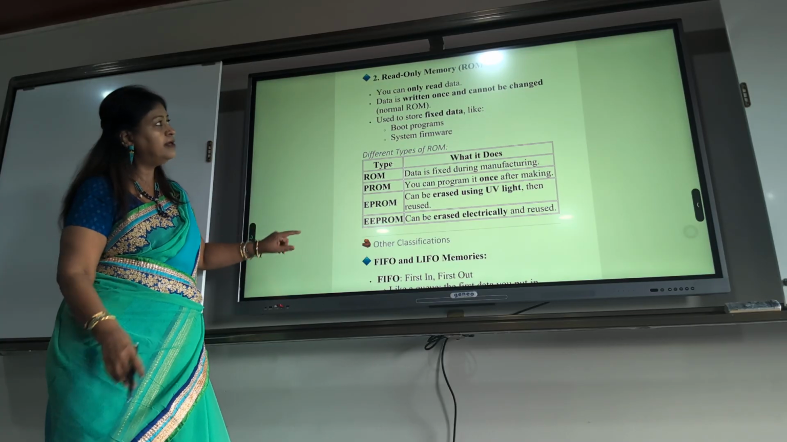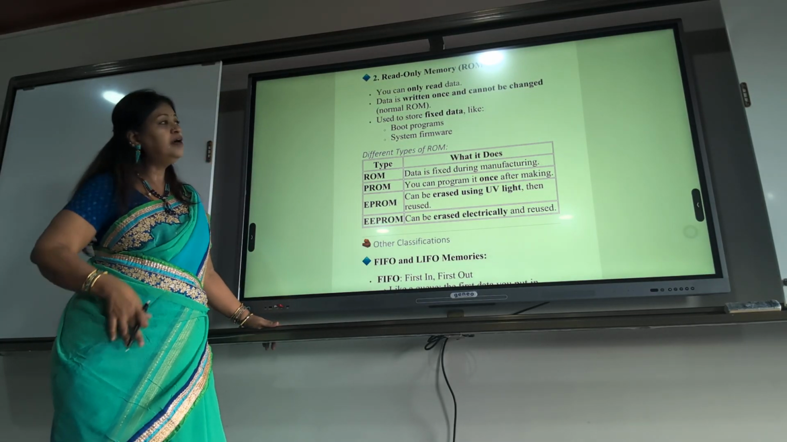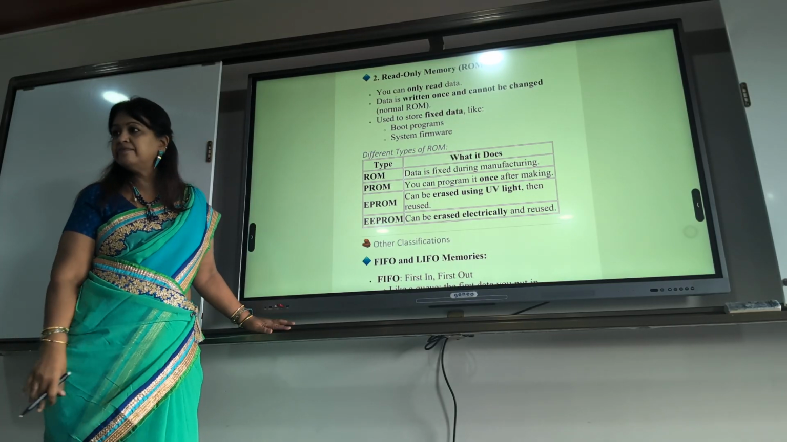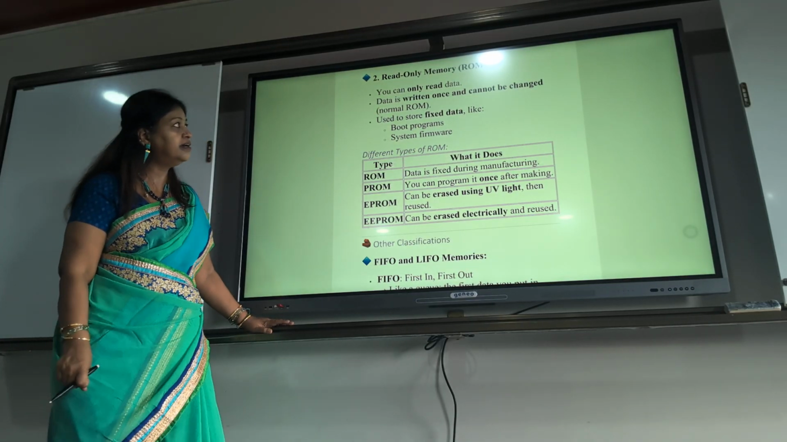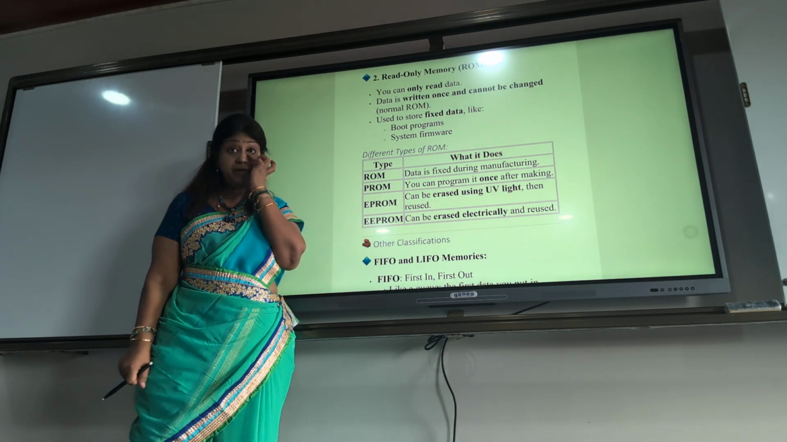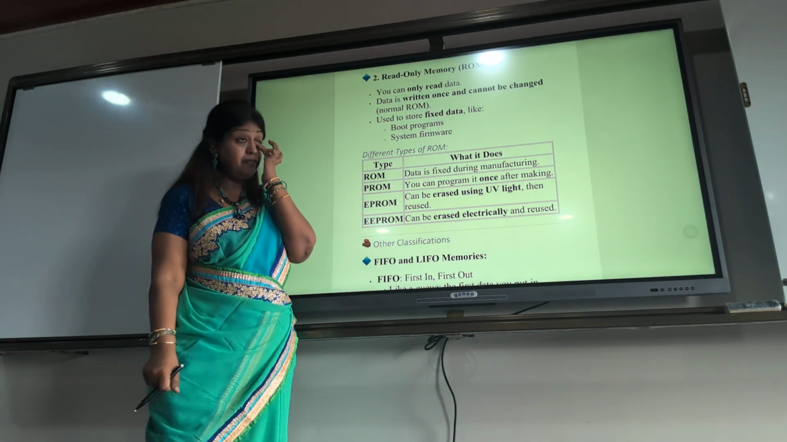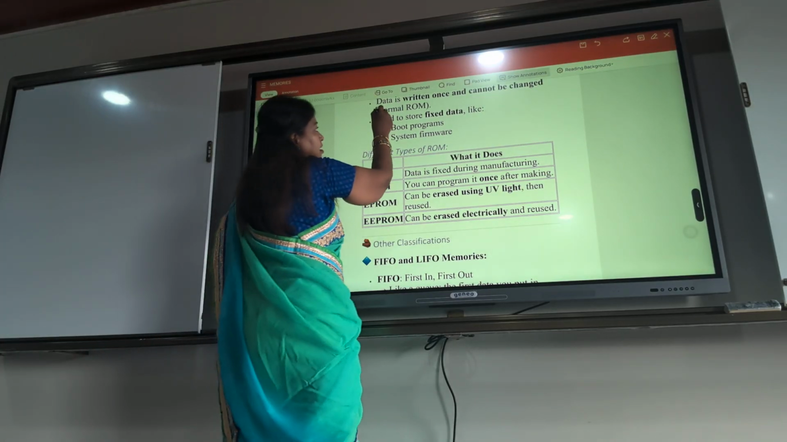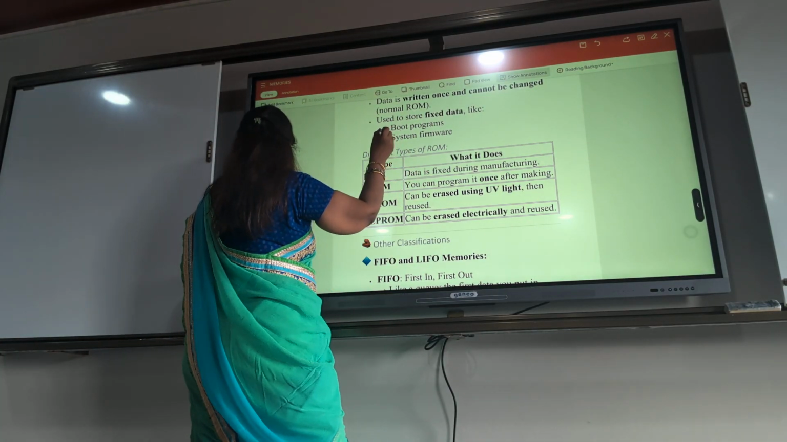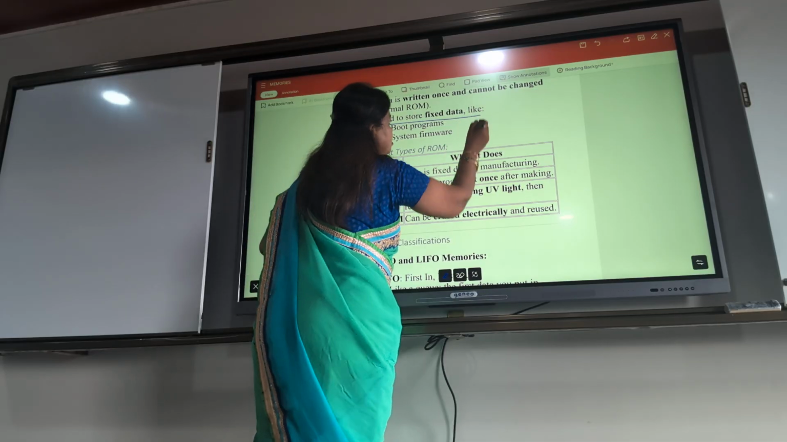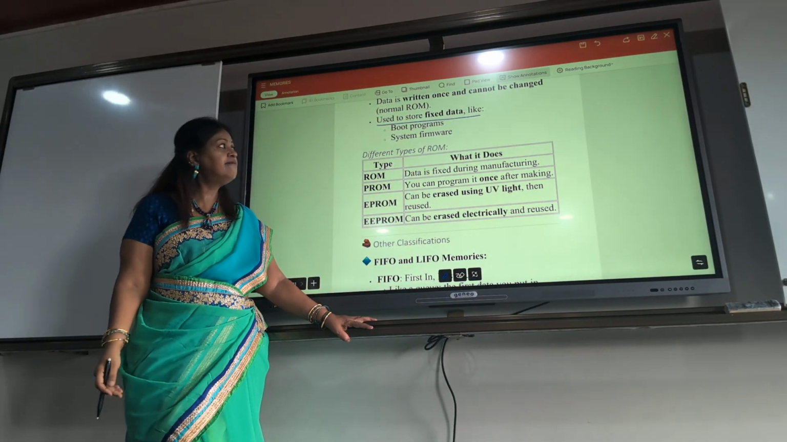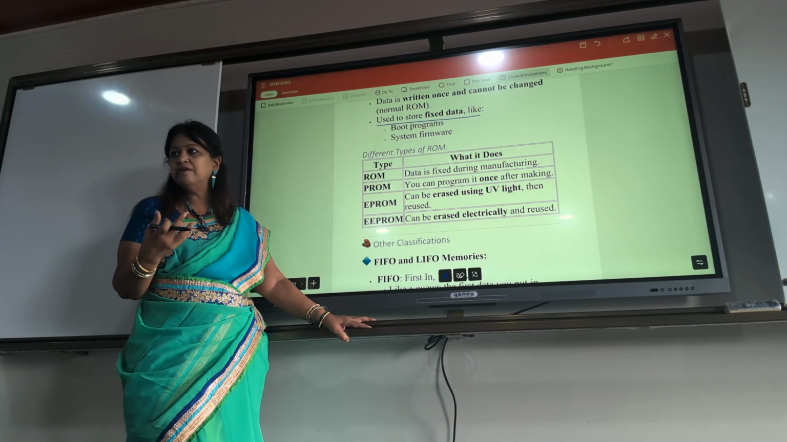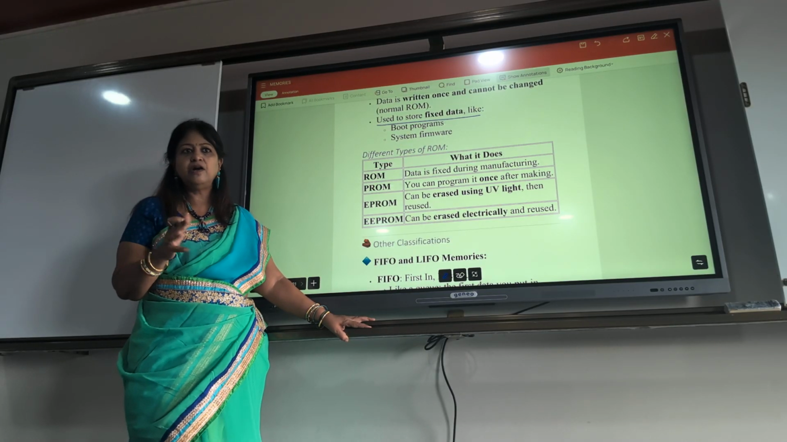Then read-only memory. In that you can only read. Already in the manufacturing time only they will write everything. You can only read, you cannot write anything. Data is written once and cannot be changed. Normal ROM is read-only memory and used to store fixed data like boot routines, system firmware. When you start the computer, there should be some boot software that will be written in ROM.